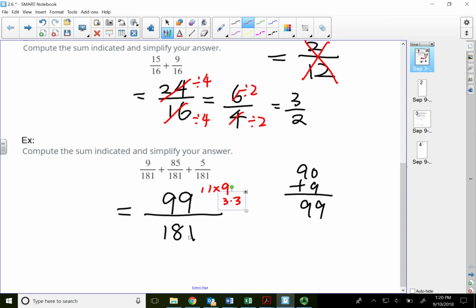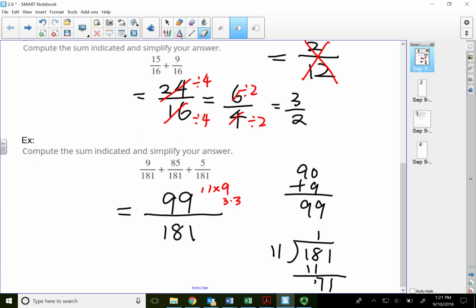Can 11 go into 181? Let's give it a try. 11 going into 18 one time, that's 11. If I subtract, that's 71. 11 cannot go into 71 evenly, so 11 is out of the question. Can 9 go into 181? The answer is no as well. Since none of the factors of 99 can reduce my 181, then 99 over 181 has to be my answer.